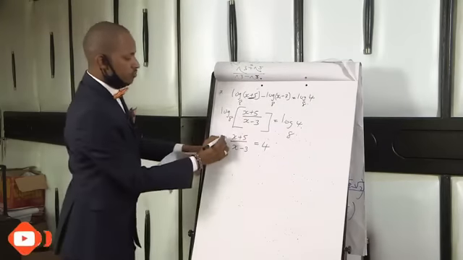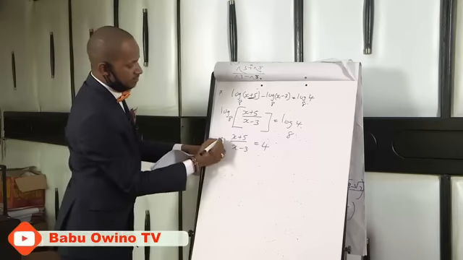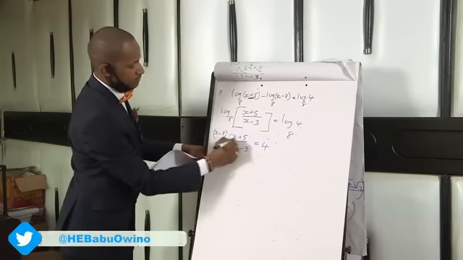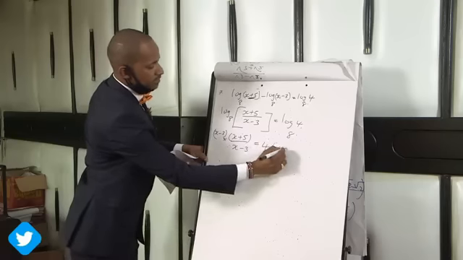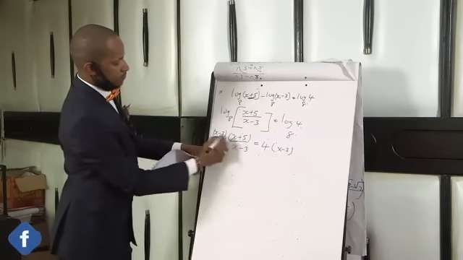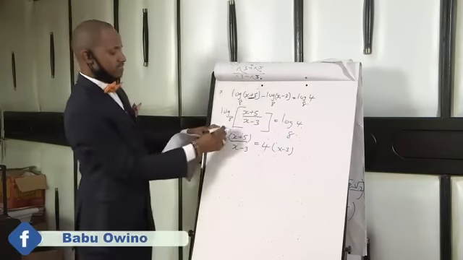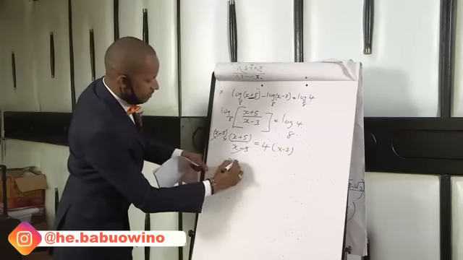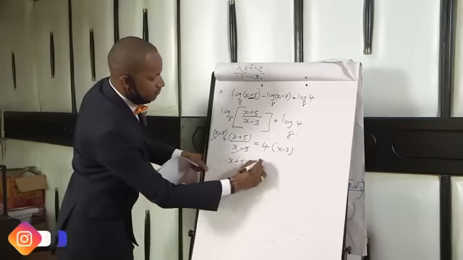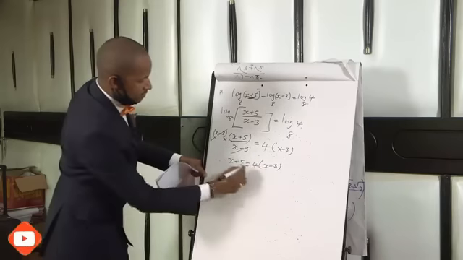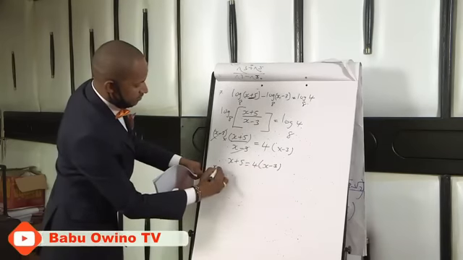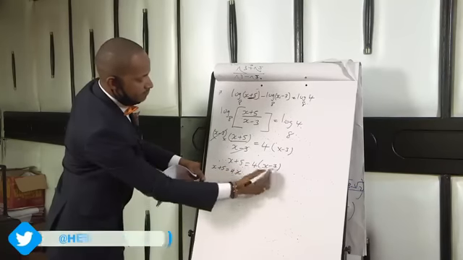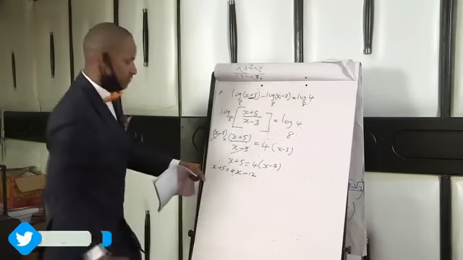Therefore, you cross multiply both sides by x minus 3. This side also by x minus 3. So when you multiply this by x minus 3, x minus 3 will cancel. You remain with x plus 5 equals 4 into x minus 3. From here we have x plus 5 equals 4 times x is 4x. 4 times minus 3 is minus 12.